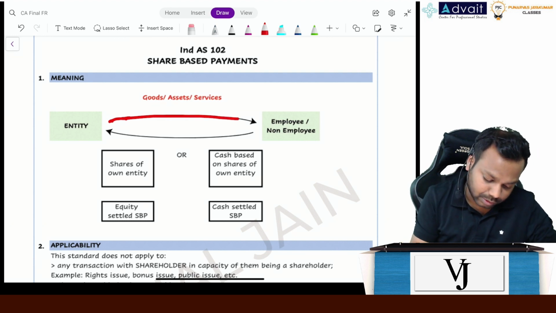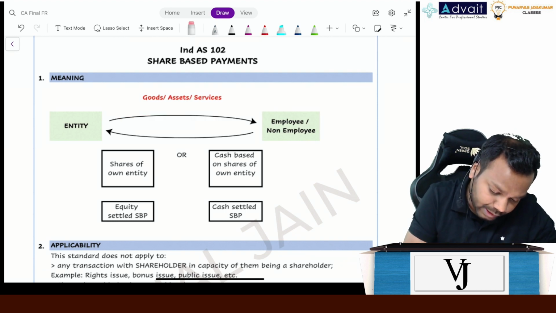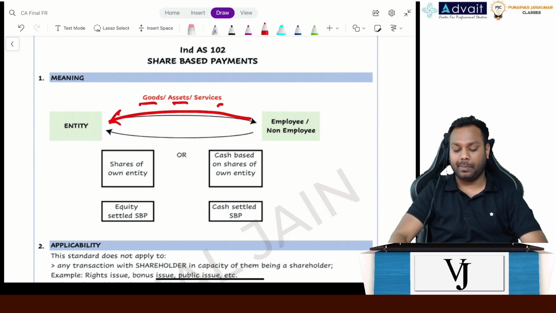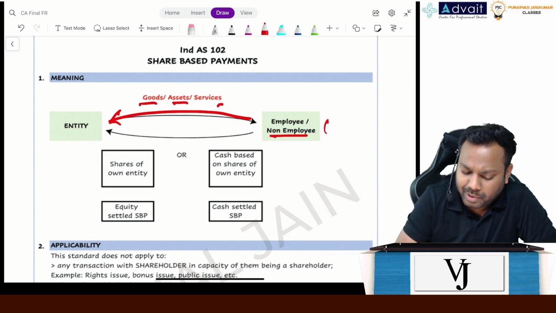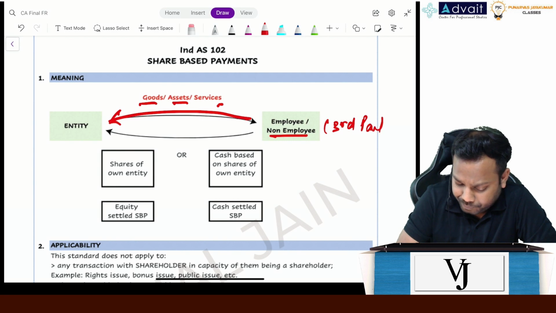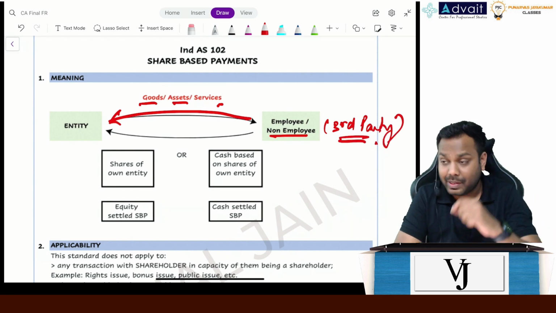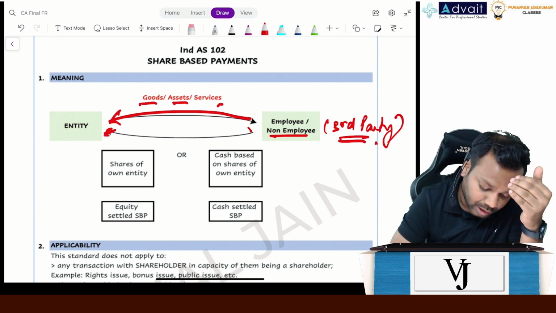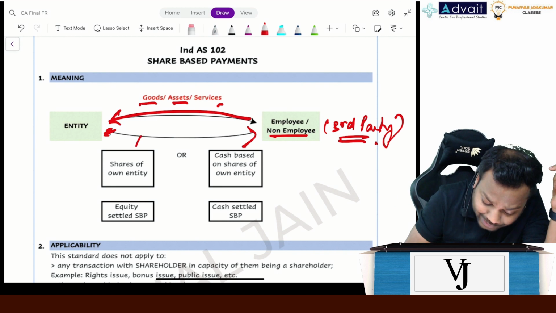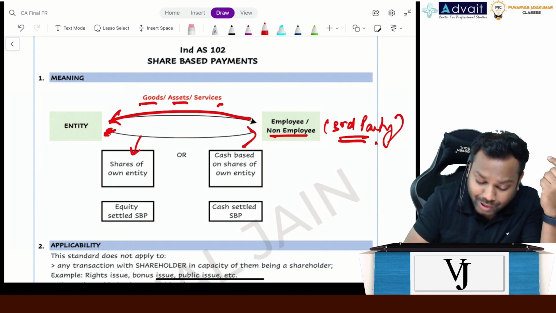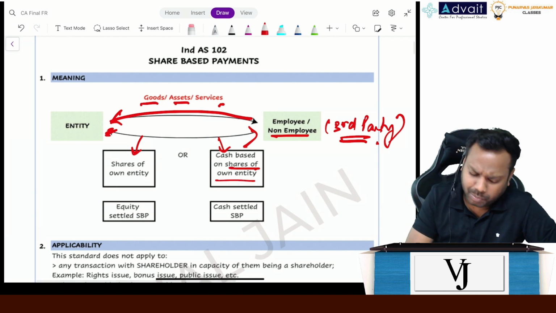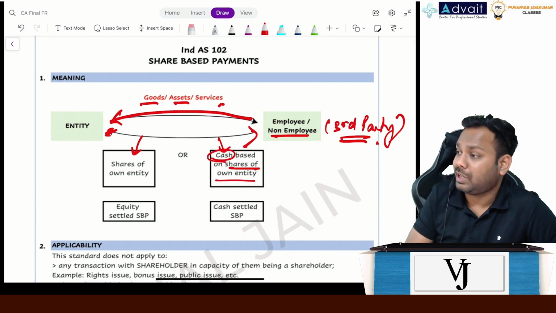The entity receives goods, assets, or services from employees or from non-employees, such as a third-party vendor, and the consideration for it is paid by the entity in the form of shares of its own, or in cash based on shares of its own entity. Now you must be wondering, if it is cash, then how come it is share-based payments?